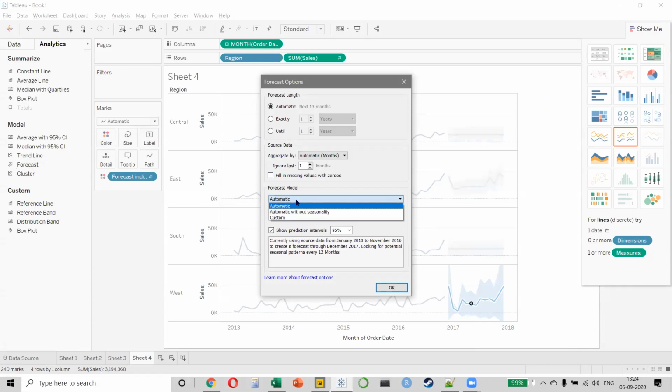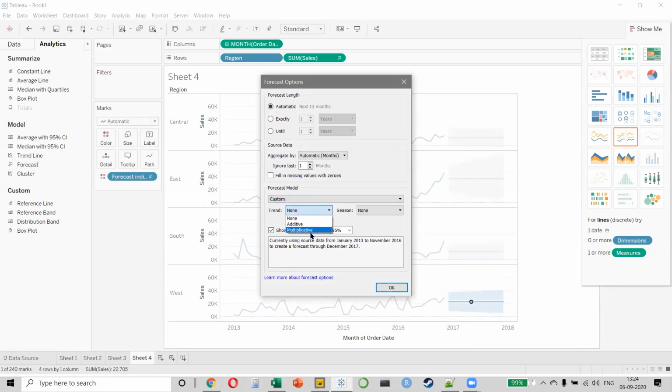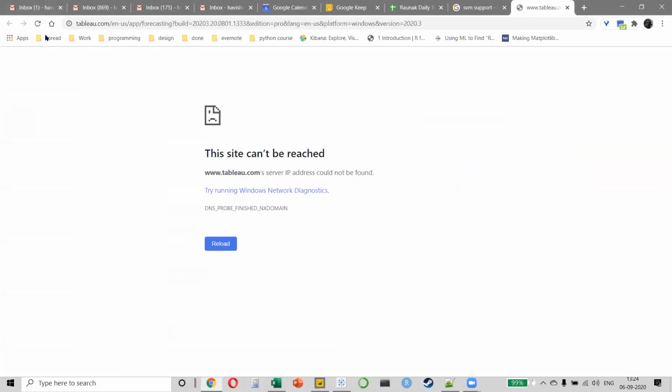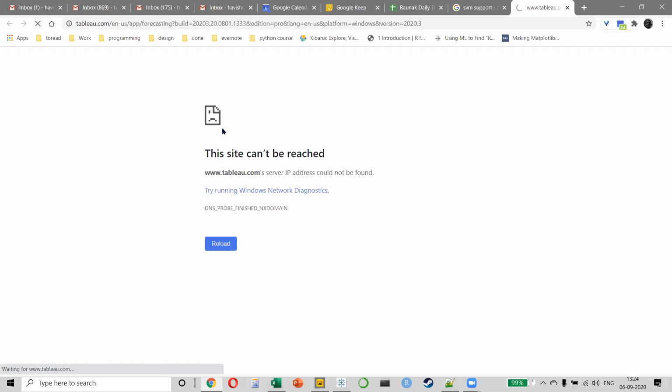And here you have automatic without seasonality, custom model, right? And in custom, you have different trends that you can choose like this. If you want to read about this in more detail, you can just click on this link, learn about forecast option. It will take you to the Tableau website. It will take you like 30, 45 minutes to read all of this, but this is a must read.